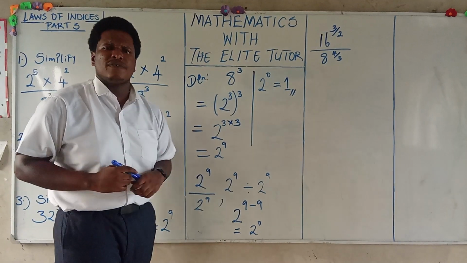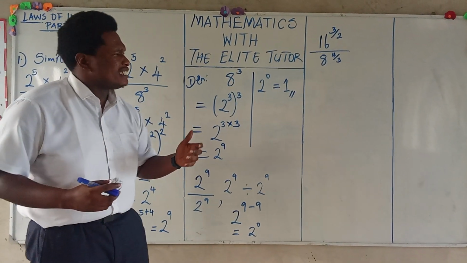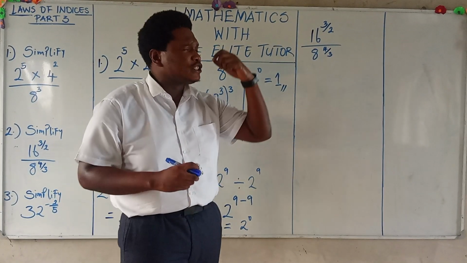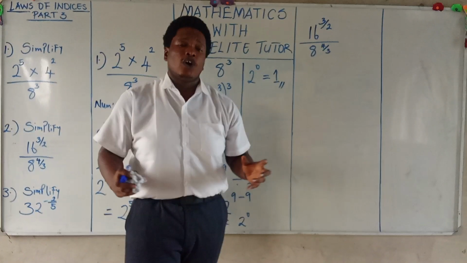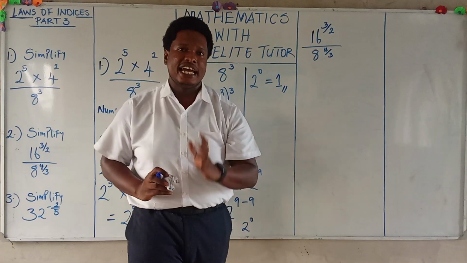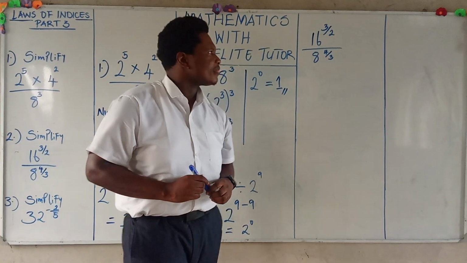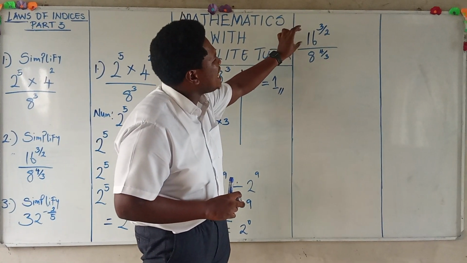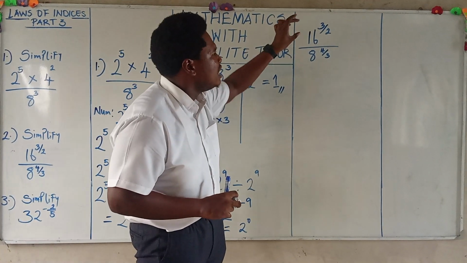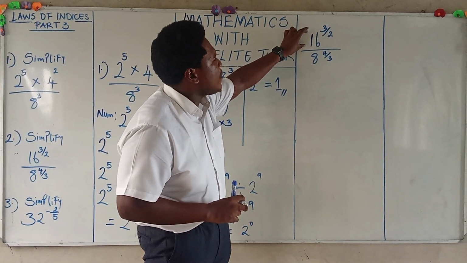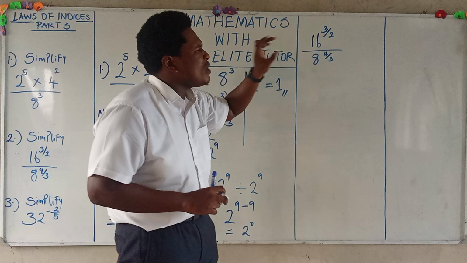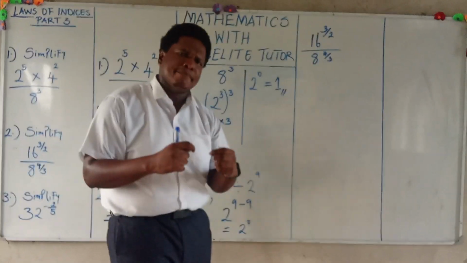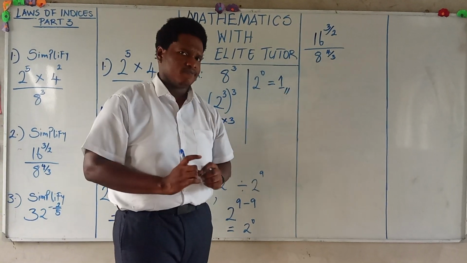Now what do we do in this kind of question? Most students, when they see that a number is being raised to a fraction, they get confused. No, that's why a little tutor is here. Now I want you to pay attention. First thing, let's take out the whole number in each of these. The numerator here we have 16, while the denominator we have 8. First thing we want to do, let's express both of them in terms of 2.